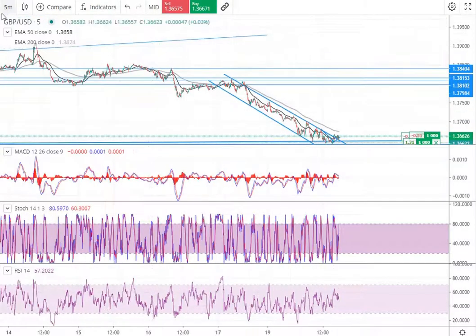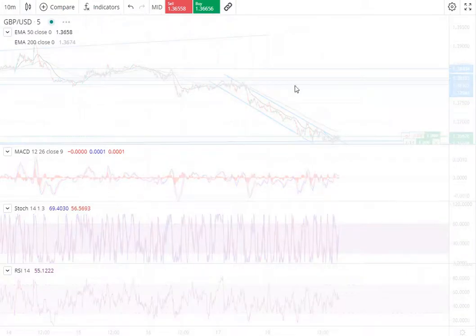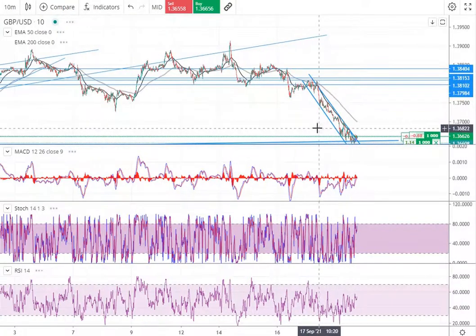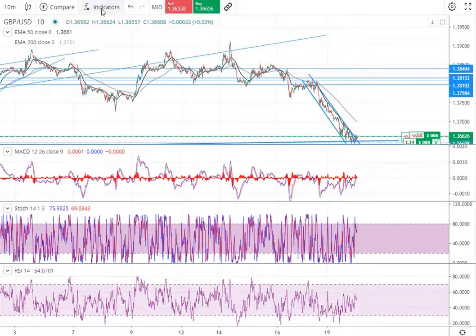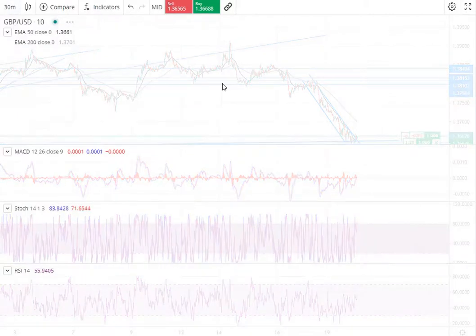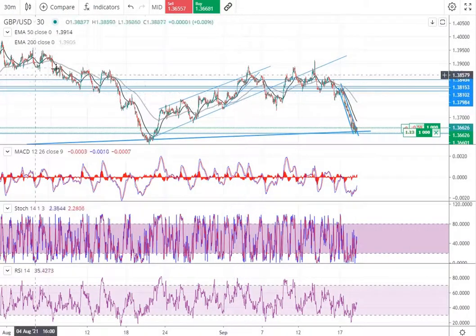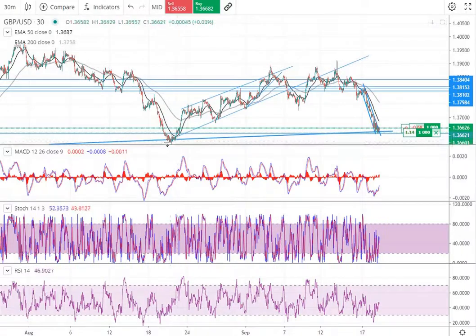Here at the bottom, if we come out to like the 10 or 15 minute, we can see that it's starting to find a lower support line. Let's go to like the 30 minute and see a bigger view. So in the grand scheme of things, this is going to be a big support line. We see a previous touch here.